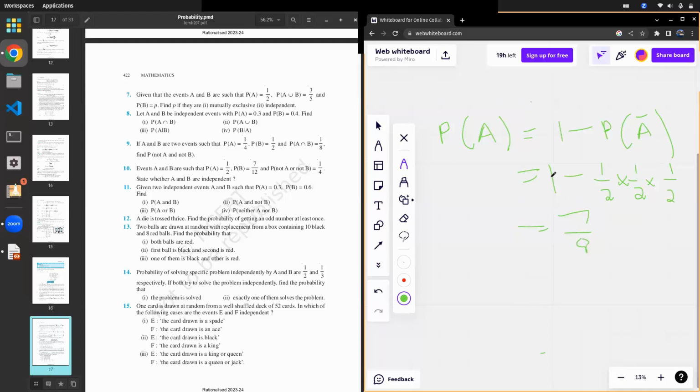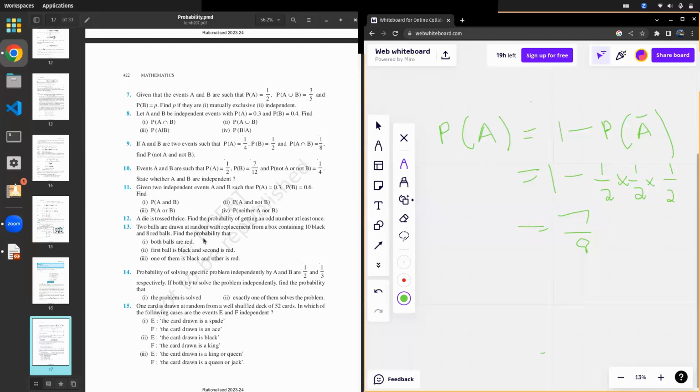So this method of finding the complement of the required probability and subtracting from 1 will be useful sometimes, as we cannot always write the complete sample space and then tick the outcomes which are favorable and do the thing like number of favorable outcomes by total number of outcomes. This is not always possible. So sometimes it is better to calculate the required value by finding the complement of the given event and doing 1 minus, which will give our final answer. So we will go to the next question.